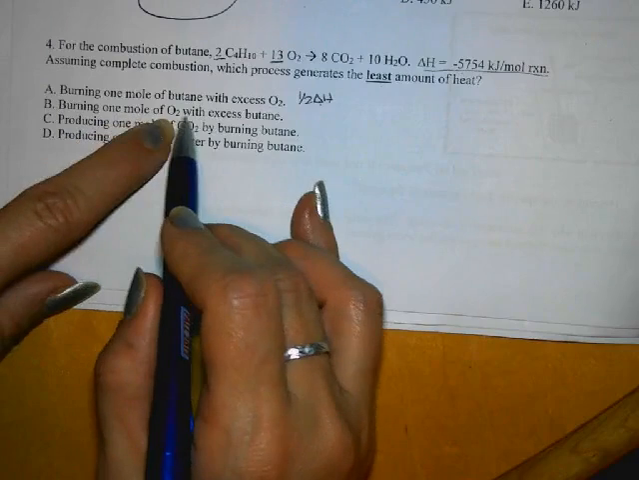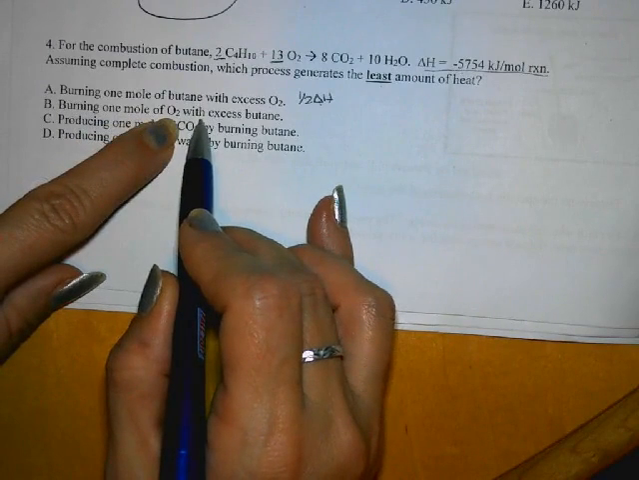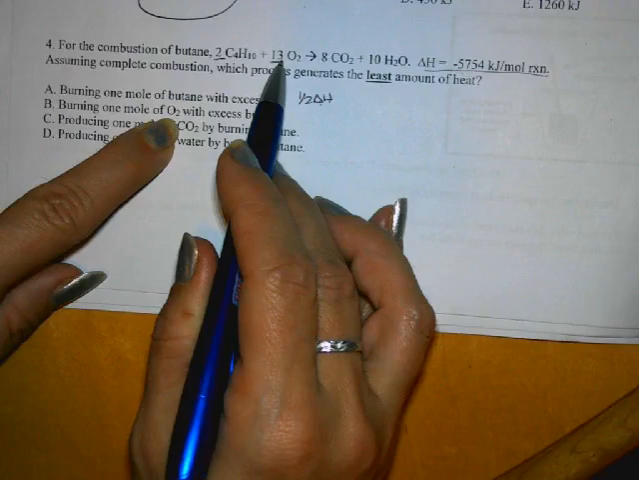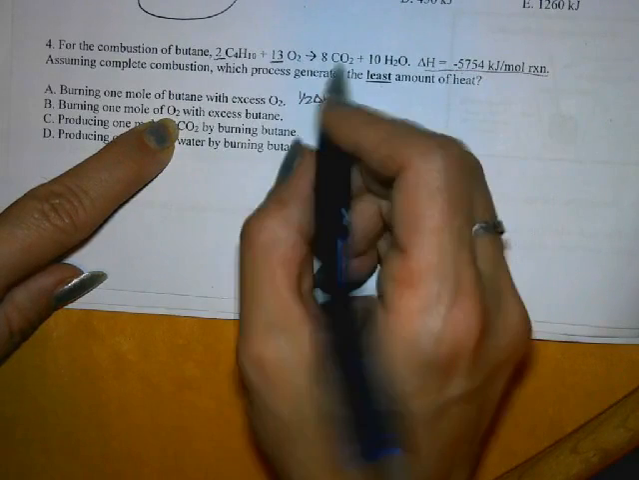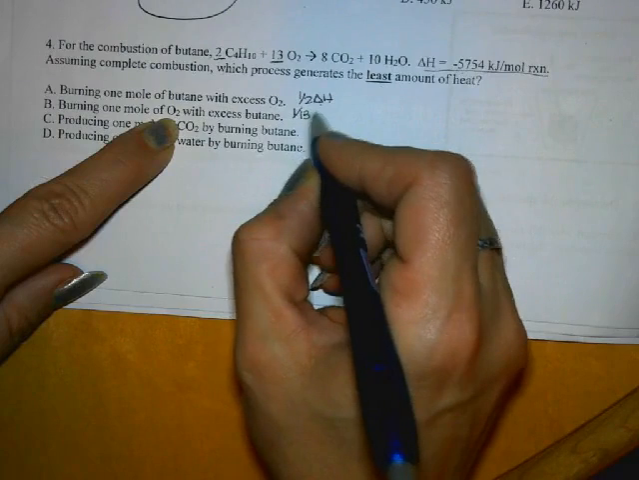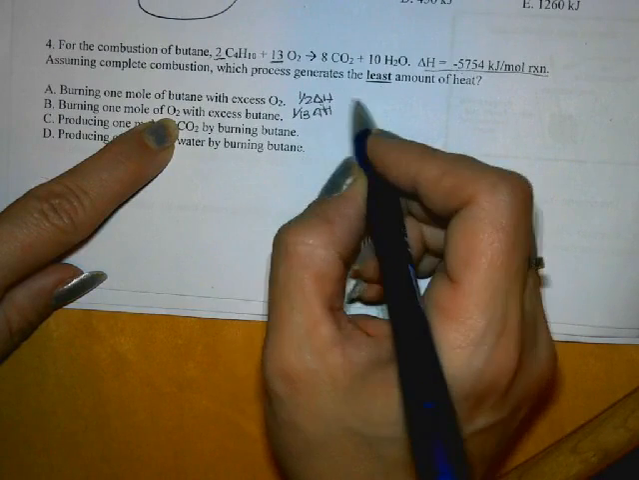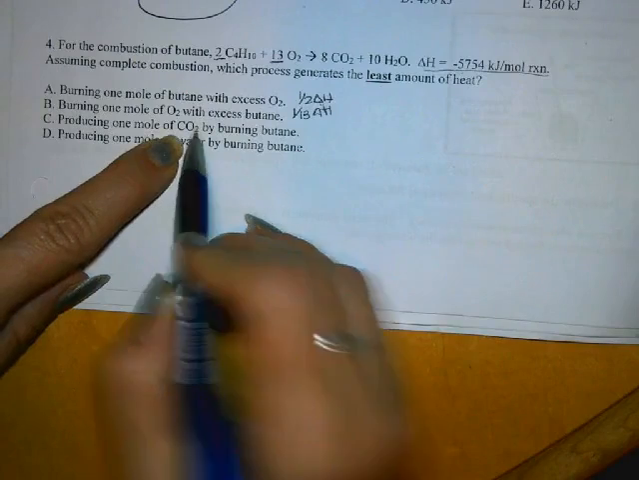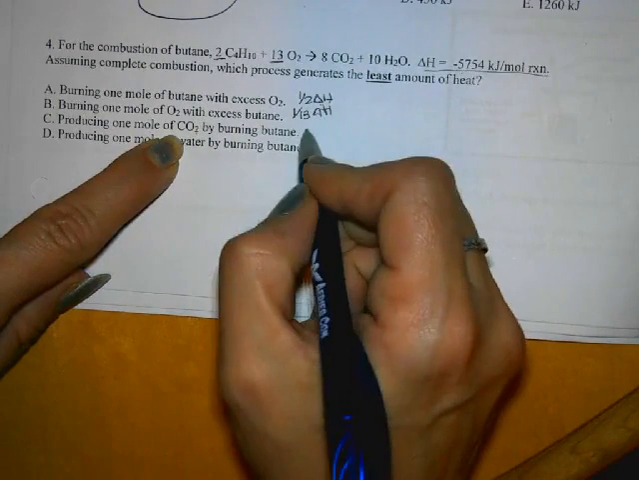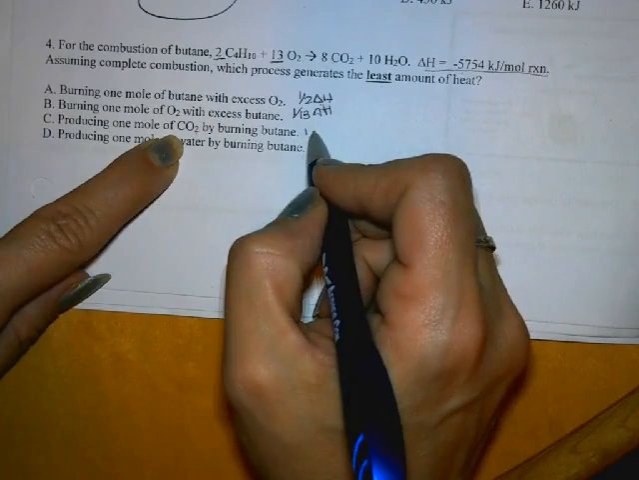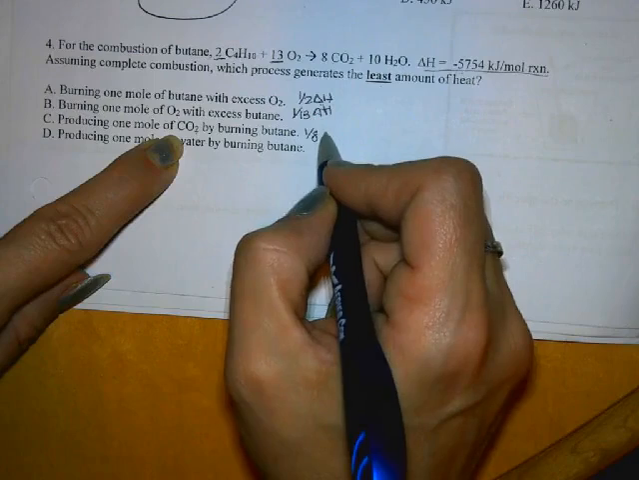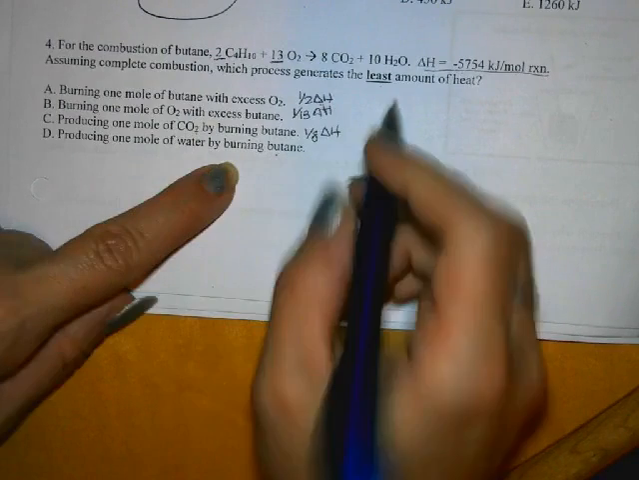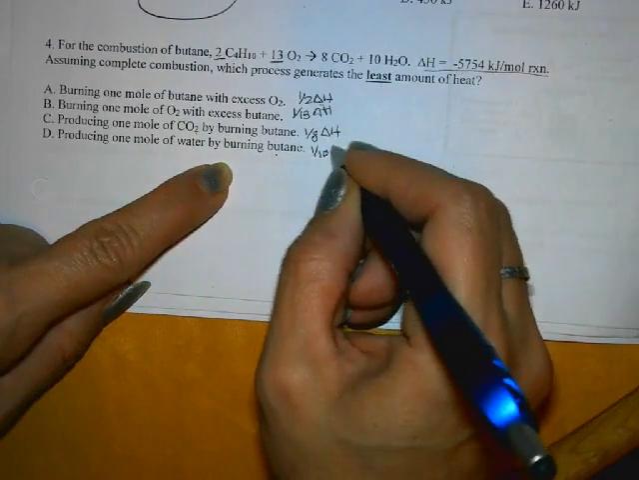Good. Burning 1 mole of O2 with excess butane, this would limit our reaction by a 13th, right? Or something much smaller. Is that right? Yeah. Producing 1 mole of CO2 by burning butane, if we only produce 1 mole of this, then that means only 1/8 of delta H could have happened. Producing 1 mole of water, and this would be 1/10 of delta H.